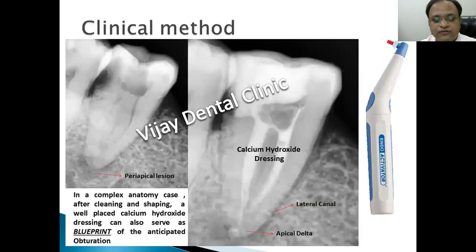So let me show you one more thing, how we use calcium hydroxide as a blueprint material. The entire preparation is over, and we know that there was slight swelling to the patient. So what we did is we placed the calcium hydroxide inside the canal, and you can see on the right hand side the EndoActivator is there. This EndoActivator is a sonic agitator. It is frequently used in dentistry.